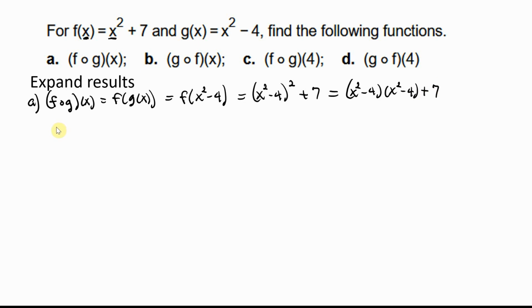So this is the first times the first, x to the 4th. Outer times the outer is minus 4x squared. Inner times the inner is minus 4x squared. So that's minus 8x squared. They're like terms. The last times the last is plus 16, and then plus 7. So this is x to the 4th minus 8x squared plus 23.